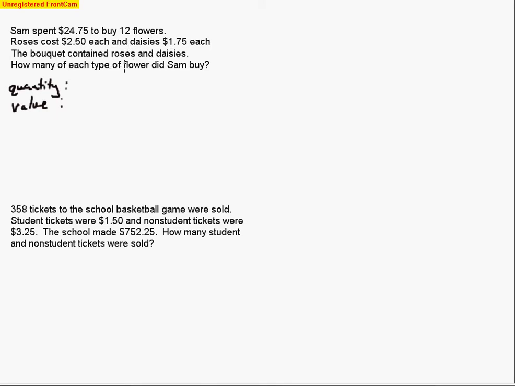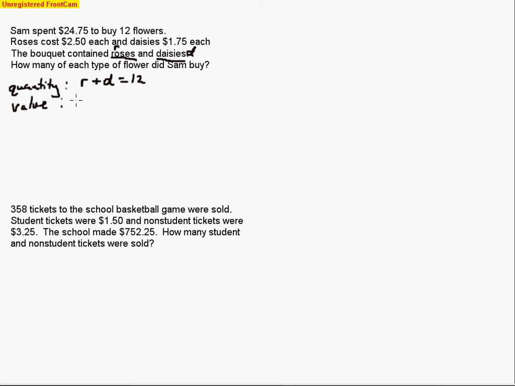So let's call roses R, and D for the number of daisies we buy. We don't know how many roses, but there's R number of them, plus the number of daisies, and we do know those numbers add up to equal 12, because there's 12 flowers altogether.